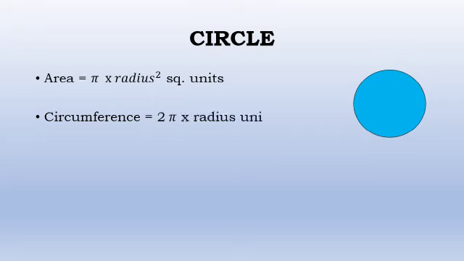Circle. A circle is a shape consisting of all points in a plane that are at a given distance from a given point. The area of a circle is pi radius square. The circumference is given by twice pi radius. The diameter is given by twice the radius.